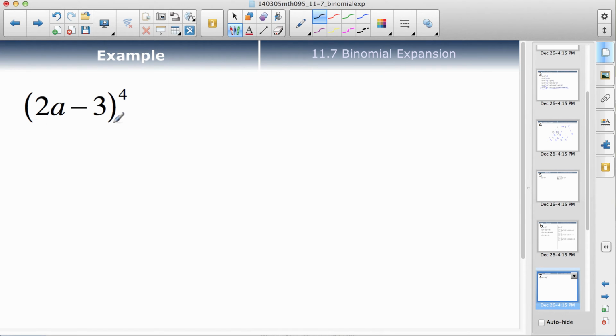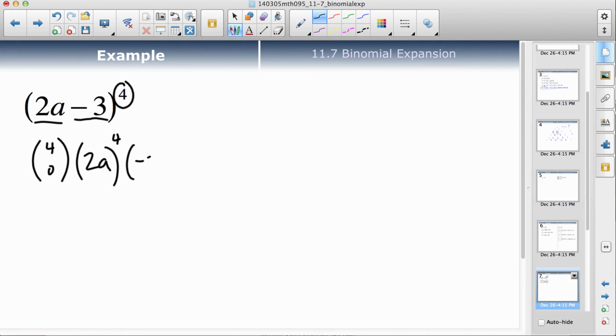Let's try another example. Hopefully this isn't getting too confusing. Okay, so here I want to figure out the binomial expansion for this. Since this number's a 4, I'm going to go 4 choose 0, and then I'm going to take this first term, which is 2a, and it gets raised to the 4th power. Then I'll take this negative 3, make sure you bring in the negative, and raise it to the 0 power.